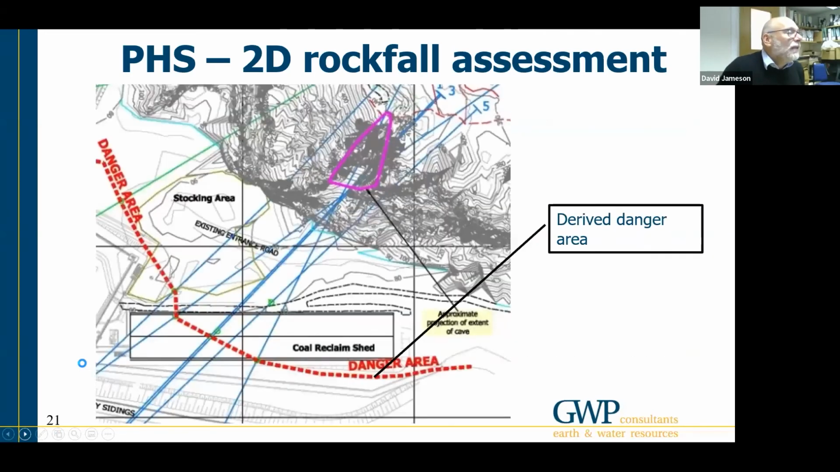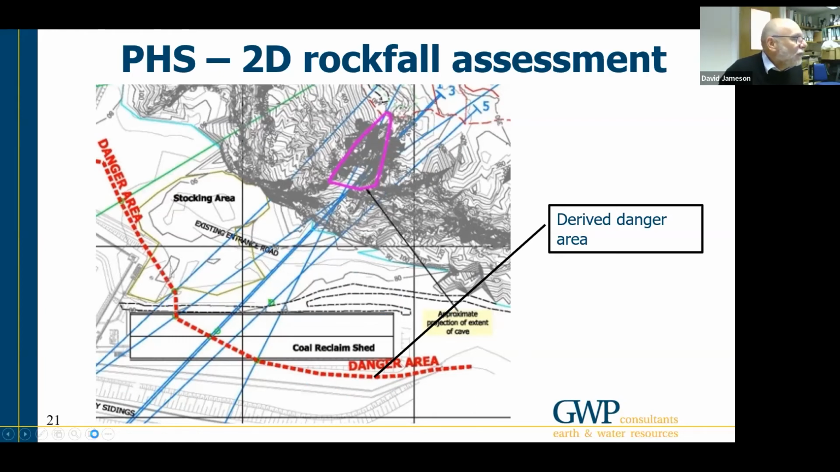And that allowed us to define a danger area from small failures. You can see here where the actual line of the danger area was. We should be removing or relocating our entrance road from this area into the back area.